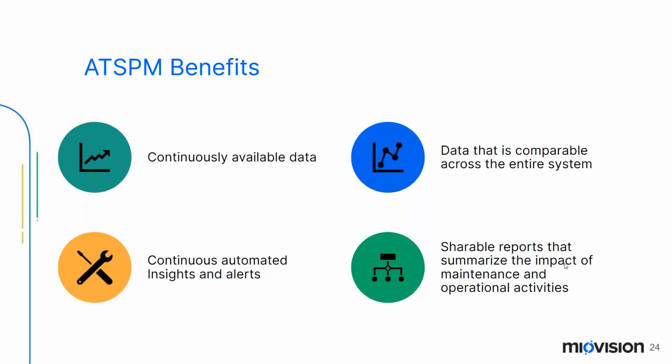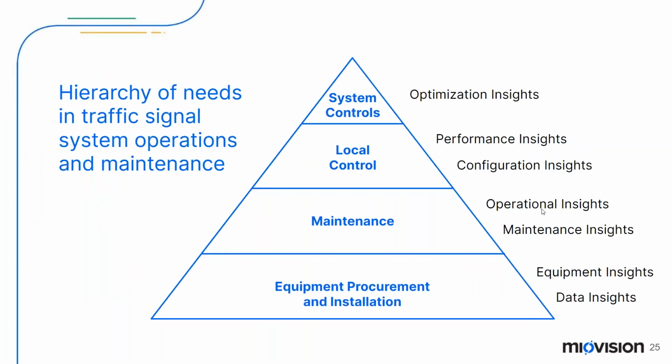ATSPMs bring the benefits from the traffic network of continuously available data, continuous automated insights and alerts so that you can react to them before citizens are reporting them, data that is comparable across the entire system so you can really leverage how is it working here today versus how did it do over the last few months, and then turn all of that continuous data into shareable reports to ensure that the entire network is incredibly visible.